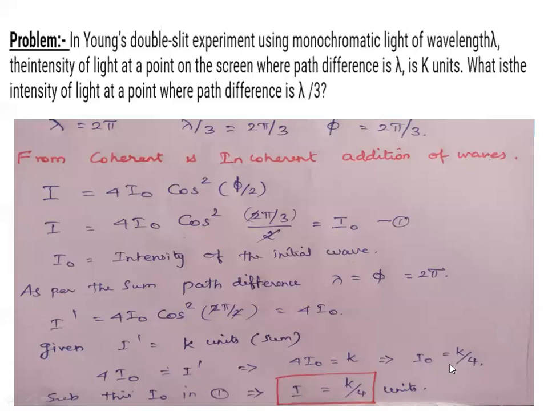This I naught value we are going to substitute in equation number 1. If we substitute in equation number 1, I is equal to I naught, so I is equal to k by 4. The phase should be coherent, meaning there should not be any difference in phase, and that is why it also comes as k by 4. I hope you understand this, and we'll go for the next numeric.